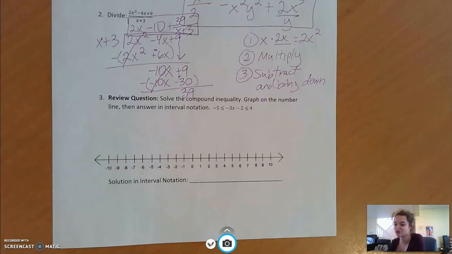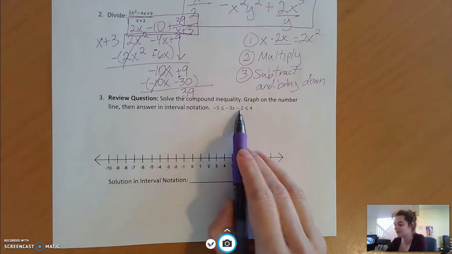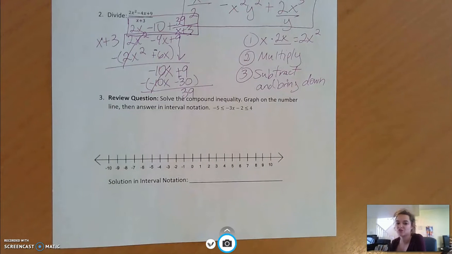The last one I asked you guys to do is a review question. In case you're curious, it's from the last section in chapter 2. If you want to go back and look at anything, you're welcome to do that. This is a compound inequality, so it has 3 sides to it. We have a left side, a middle, and a right side. So when you're adding to both sides, really you're adding to all 3 sides.